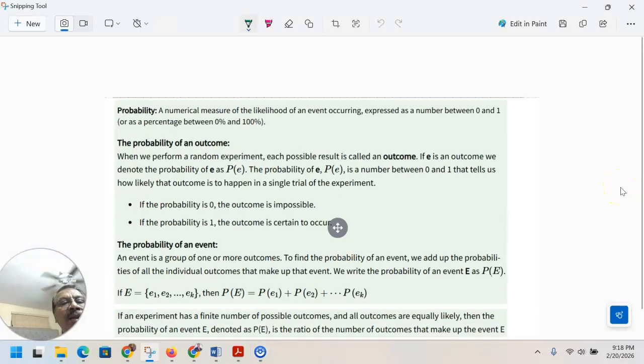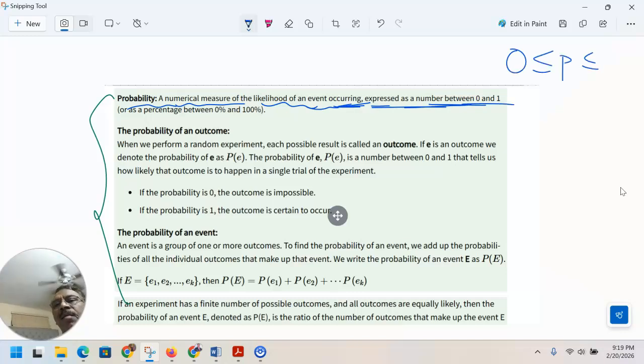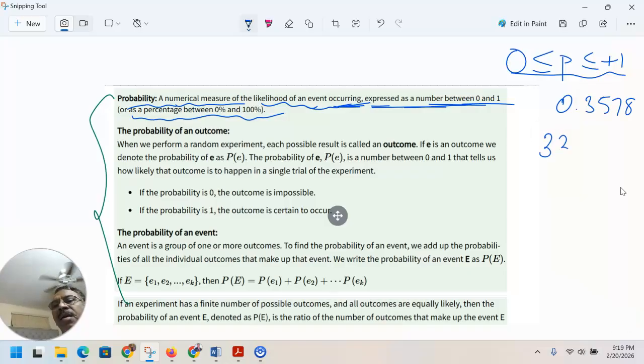So this is a little theory here to understand the concept, to understand what probability is. It's a numerical measure of the likelihood of an event occurring, expressed as a number between 0 and 1, or as a percentage. What is a percentage? Basically, if you have 0.3578, we can write it as 35.78%. You move the decimal two places.